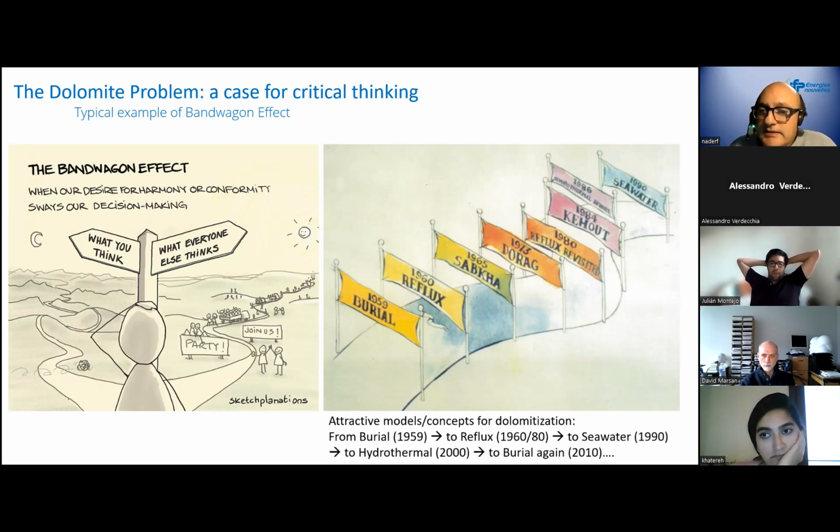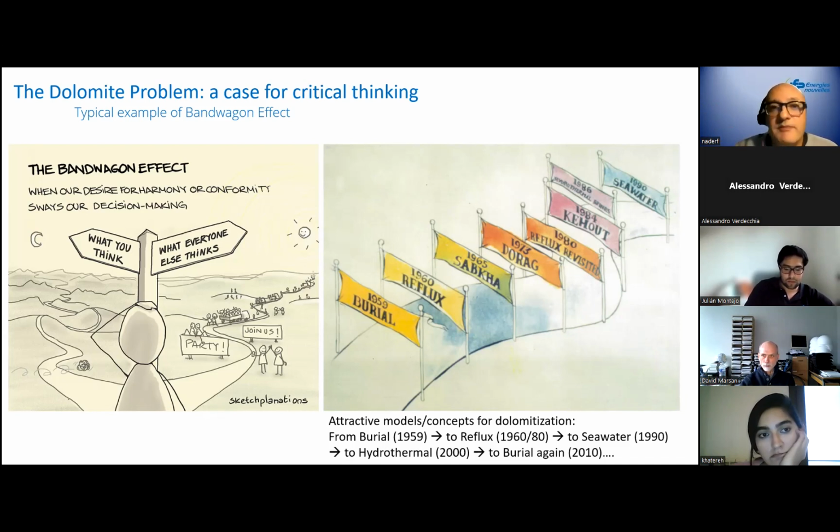In the 1960s, somebody came and said, no, burial is not the best way to explain the dolomitization. There is another way. If water is refluxed into the subsurface, it can create dolomite. Then sabkha, then dorag, then reflux visited again, then seawater, then hydrothermal. So a lot of ideas came, and every time one idea came, everybody followed it. This is what we call a bandwagon.